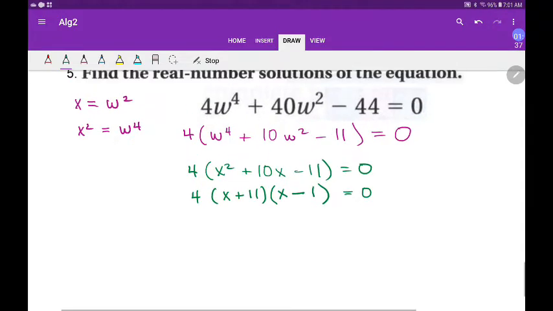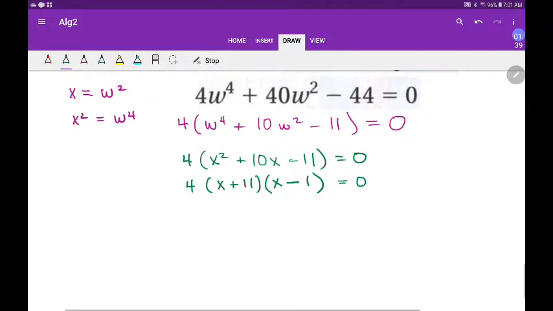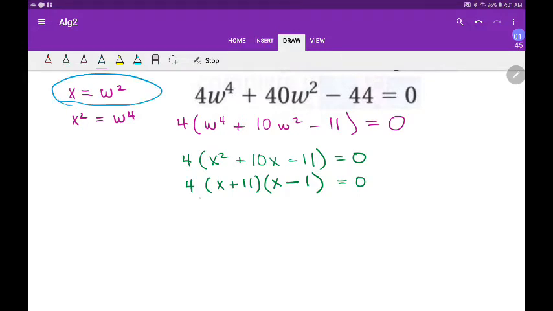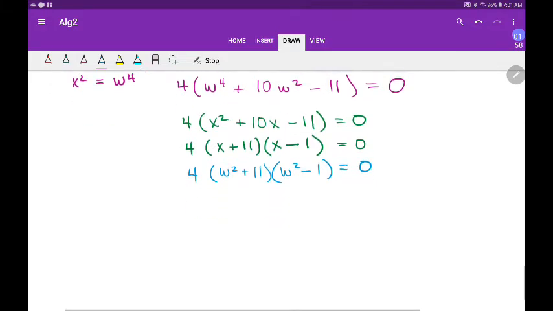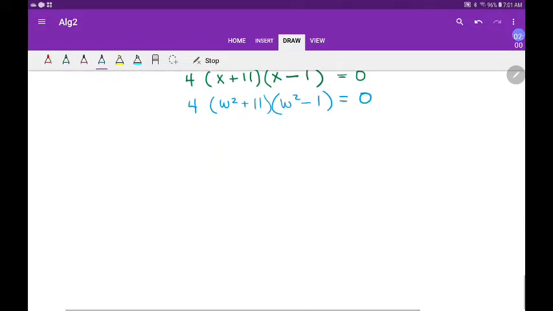And we need to substitute that back in. So let's substitute it back in. We're going to put in w squared for x, and we'll say w squared plus 11 and w squared minus 1 equals 0. The w squared plus 11, I can't do anything with that, so I'm stuck with that.